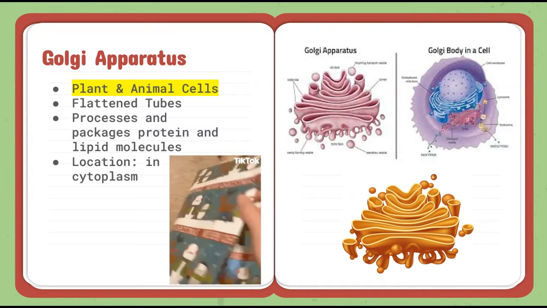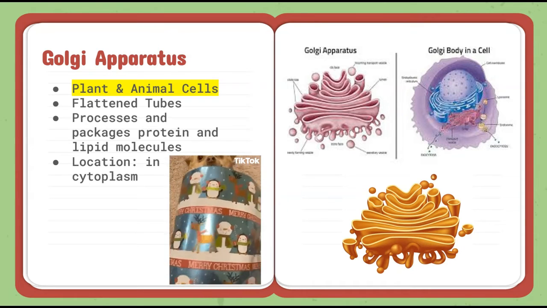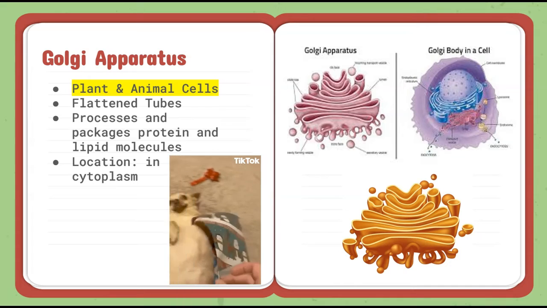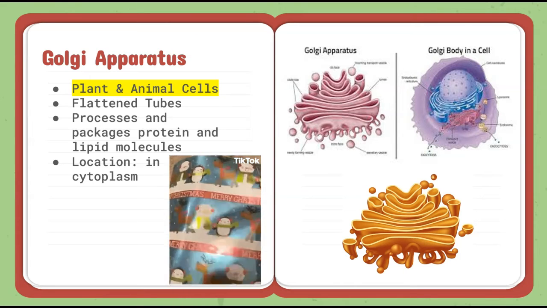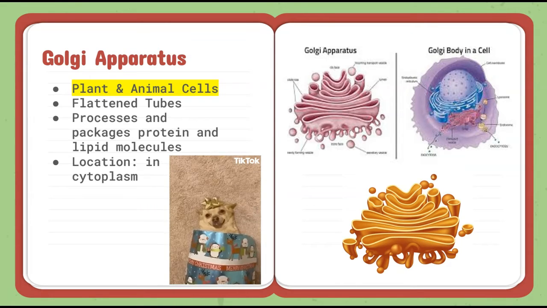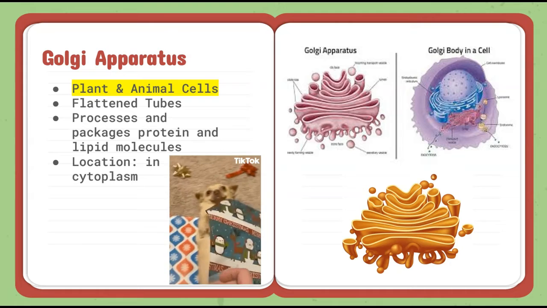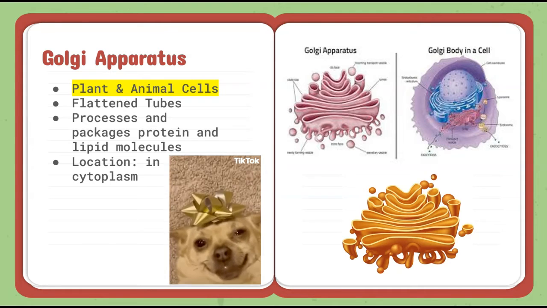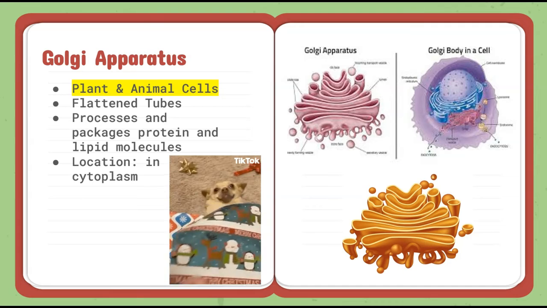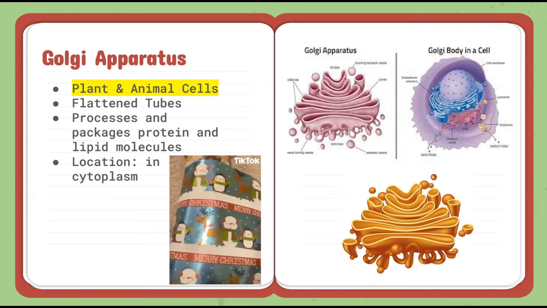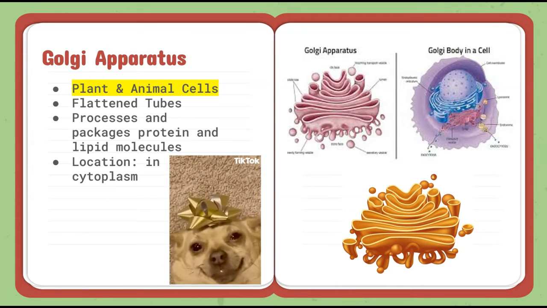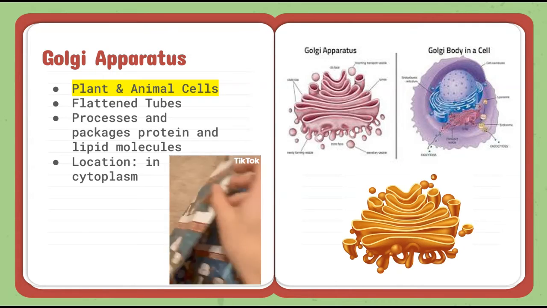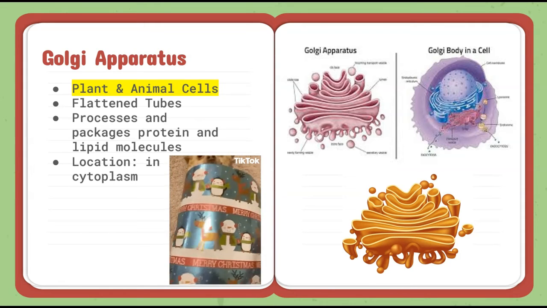Okay, and that GIF of the dog becoming a Christmas present, with a cute little Christmas bow on his head, summarizes what the Golgi body, or Golgi apparatus, does. It can be called the Golgi bodies, and it can also sometimes be called the Golgi complex. If the word Golgi is there, it's the same thing as the Golgi apparatus, just a heads up there.